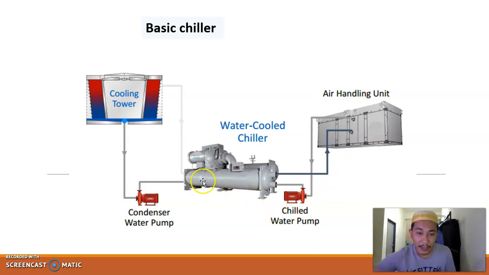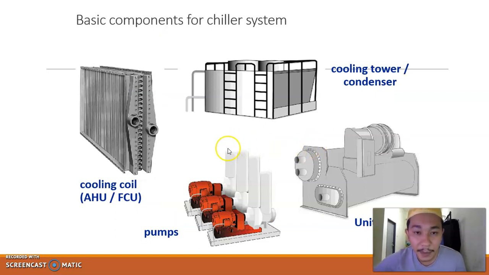In another part of the piping system for the chiller, we have the open loop system, or what we call the cooling tower system. This is the condenser water pump that rejects the heat to the cooling tower, and it is pumped by the condenser water pump. These are the basic components for the chiller system.